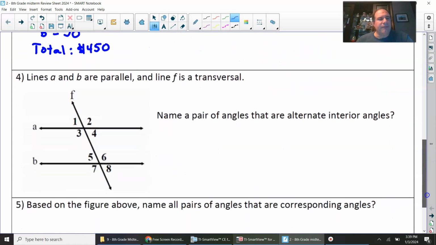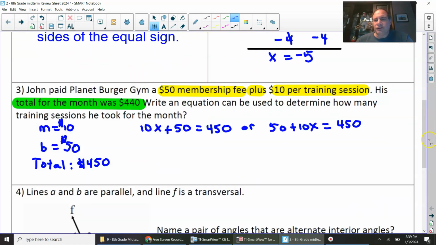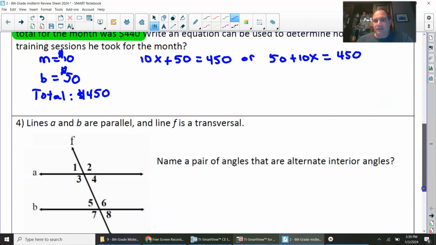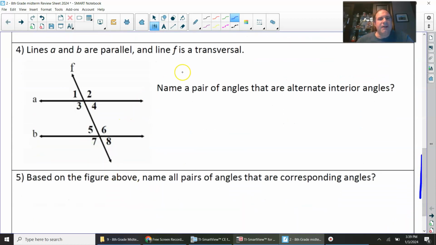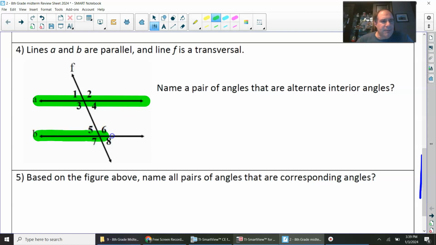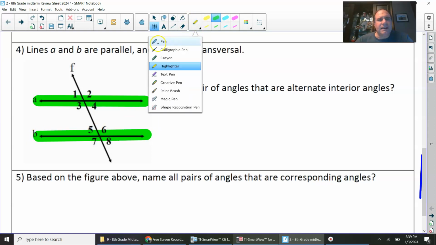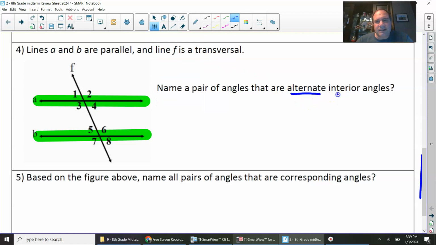All right, and number 4, the lines are parallel. So if the lines are parallel, you're talking about parallel lines just like this right here and like this. So A and B are parallel. And they're asking, name a pair of angles that are alternate interior angles. Alternate interior mean across from each other and inside the parallel lines. Interior means inside.